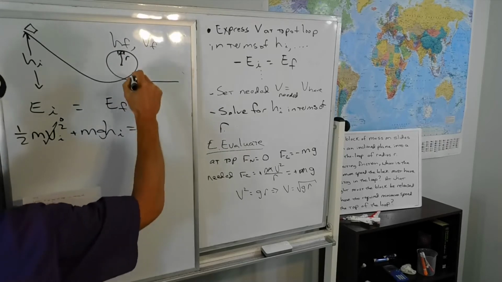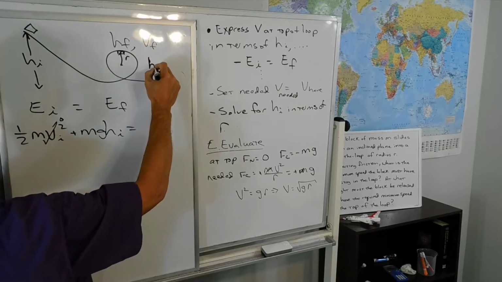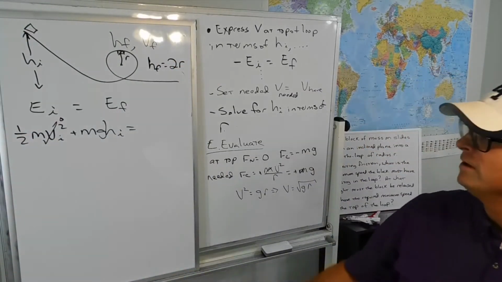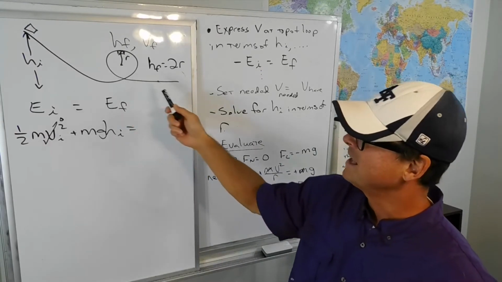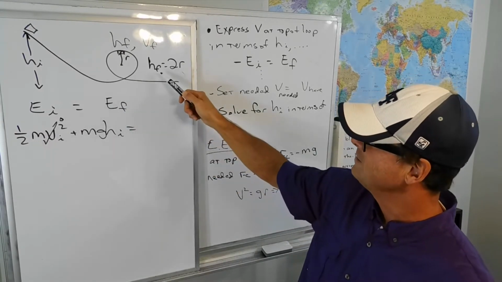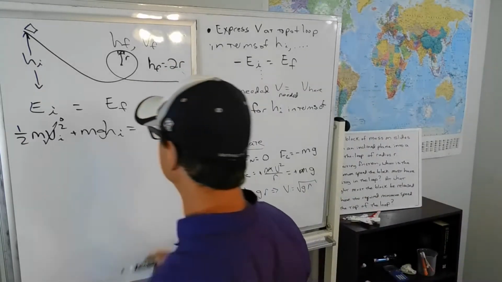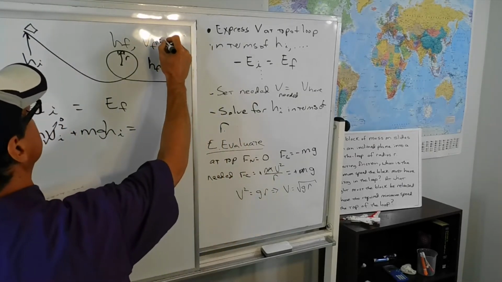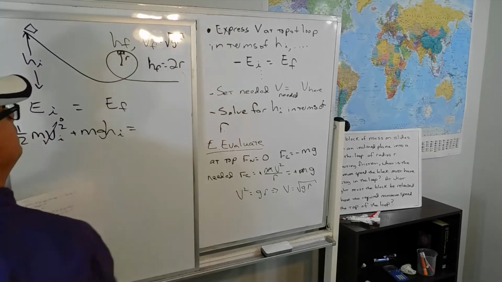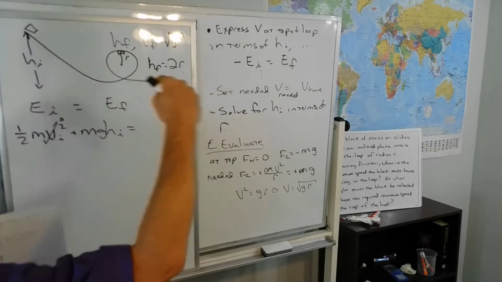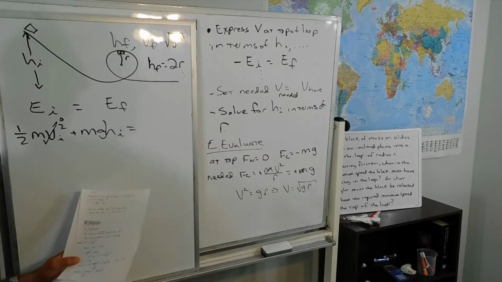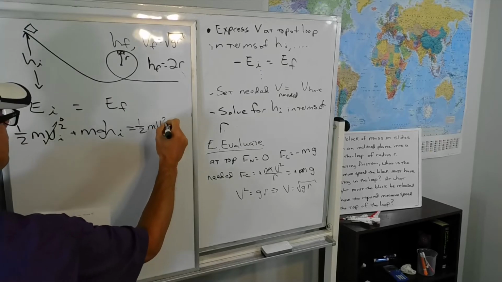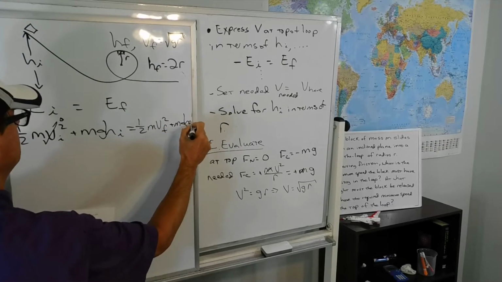Now E final, let's think about this. Let's think about H final for a minute. H final is just 2r, because the lowest level in the problem is defined to be the bottom of the loop. So H final is 2r because it's the diameter of the loop, which is twice the radius. And V final, we already worked out, it needs to be the square root of gr, because that's the velocity we need at the top of the loop, not to fall, come crashing out of the loop to the ground. All right, so it's 1/2 mv final squared plus mg h final.